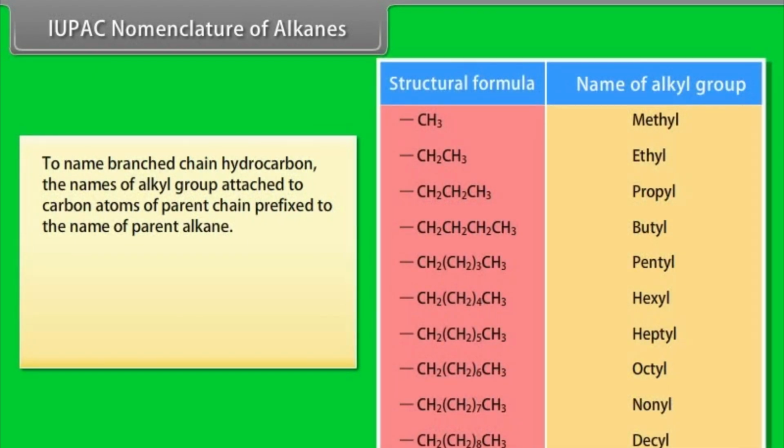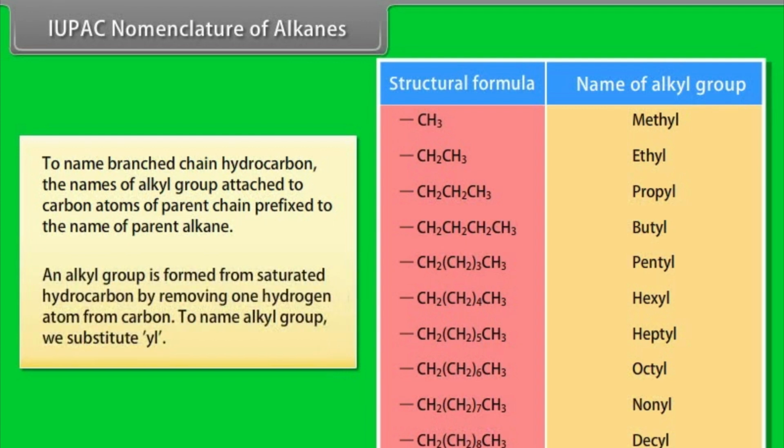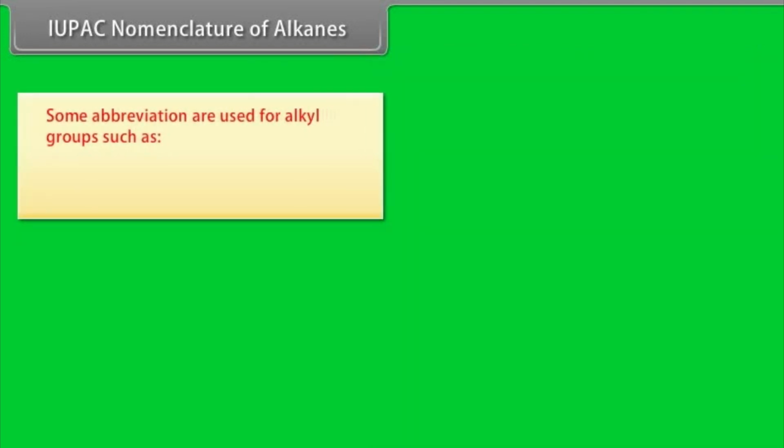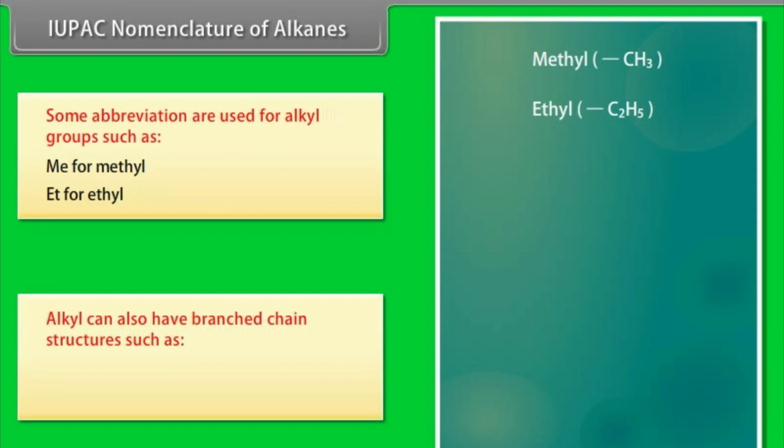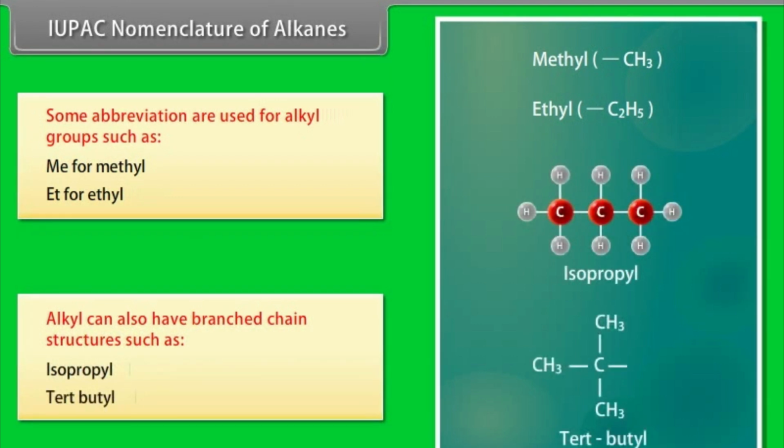the names of the alkyl groups attached to carbon atoms of the parent chain are prefixed to the name of the parent alkane. An alkyl group is formed from a saturated hydrocarbon by removing one hydrogen atom from a carbon. To name an alkyl group, we substitute yl. Some abbreviations are used for alkyl groups, such as Me for methyl, Et for ethyl. Alkyl groups can also have branched chain structures such as isopropyl, tert-butyl.